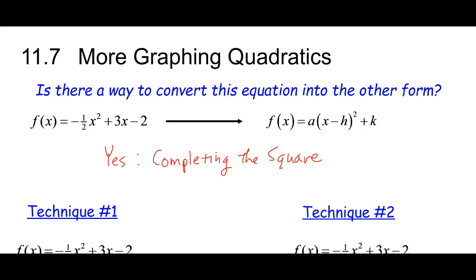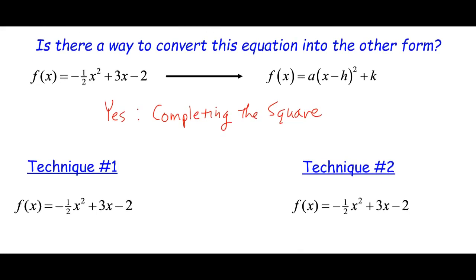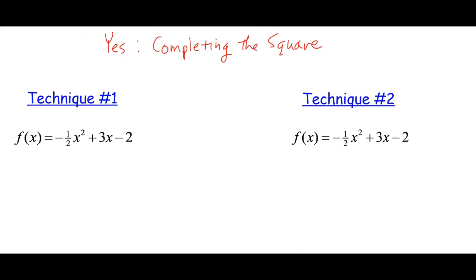But the thing is, converting it into that other form has plenty of other uses that are going to come back to haunt us in another chapter we're going to run into later in this class. So even if you don't think you're going to use it for graphing, you should still learn what we're going to be learning today. Okay, so using completing the square to convert this really can be done two different ways.